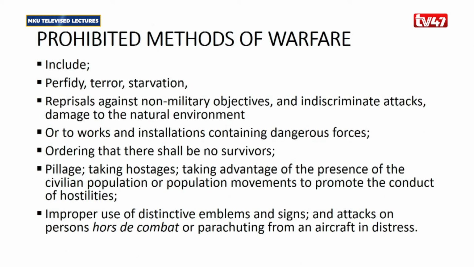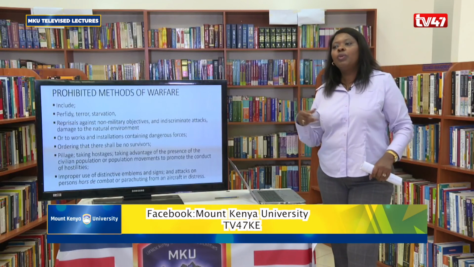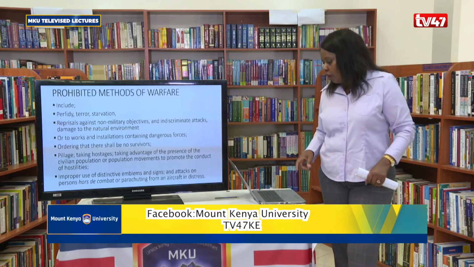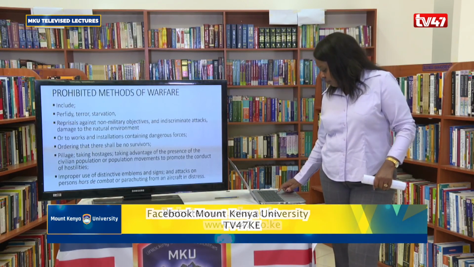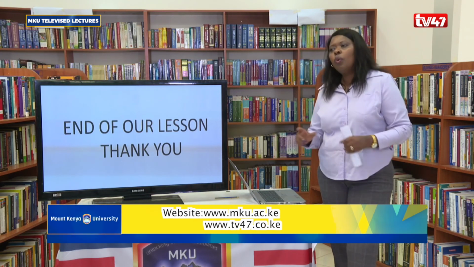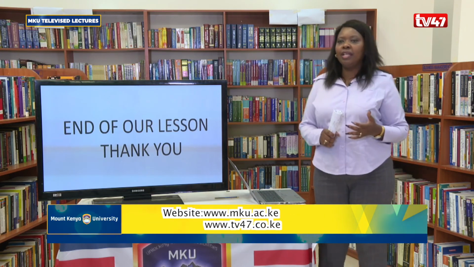Improper use of distinctive emblems. We've seen the use of, say, the Red Cross and the Red Crescent. So perhaps painting your military vehicles with a Red Cross sign or the UN peacekeeping sign, with a view to spying on another country or attacking them. That is prohibited. So there are so many methods that are prohibited.